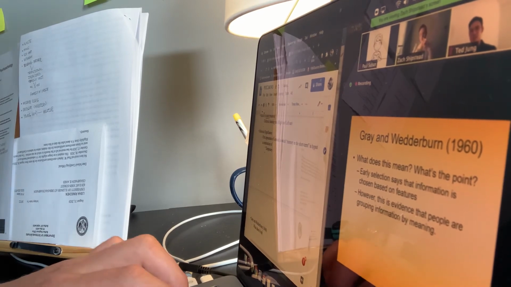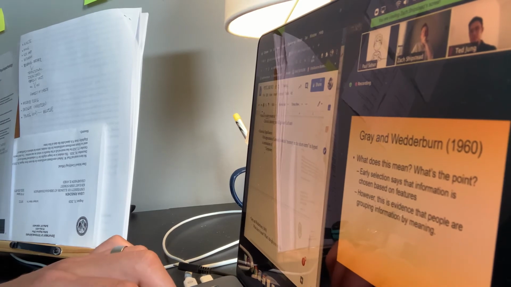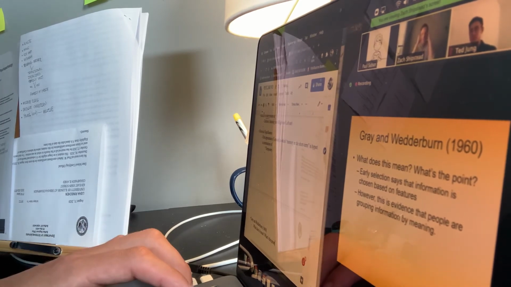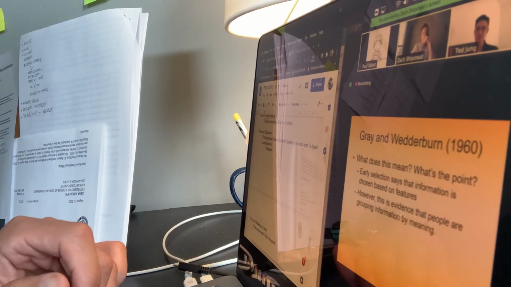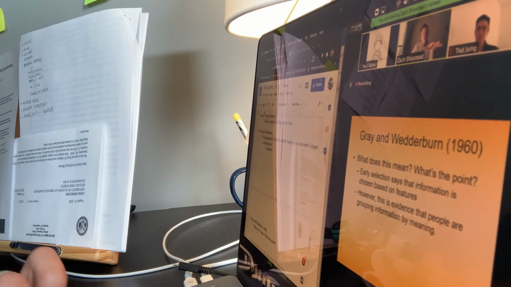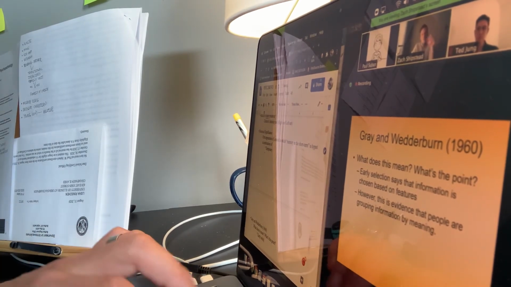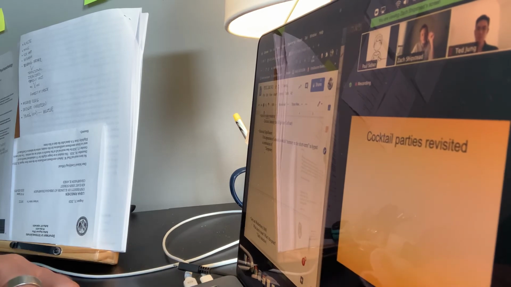In general, people group these things based on meaning, not based on which ear it was coming into. So this is a crack in the wall of early selection, right? It suggests something deeper is going on. And this became more apparent with the study by Moray.